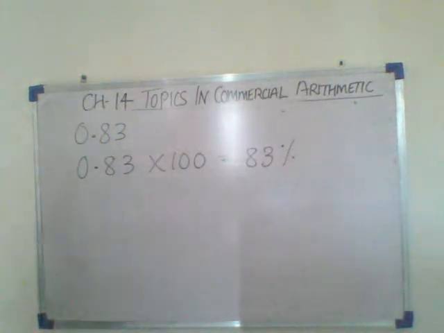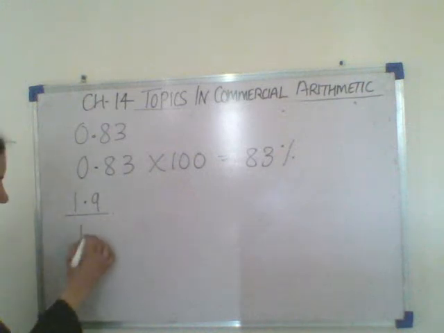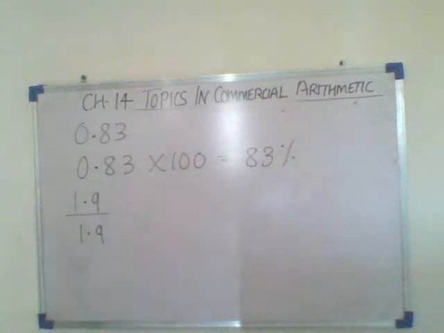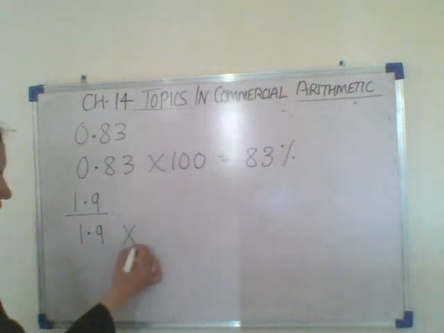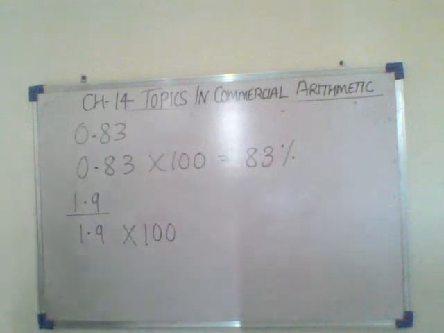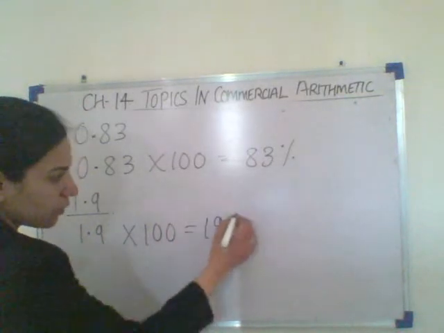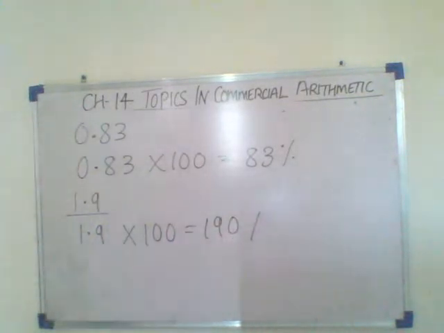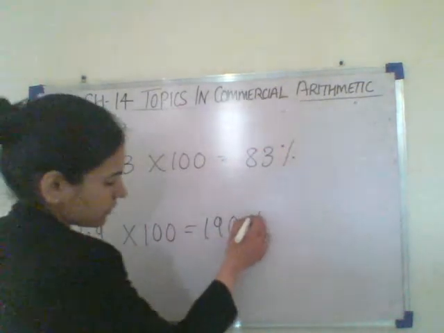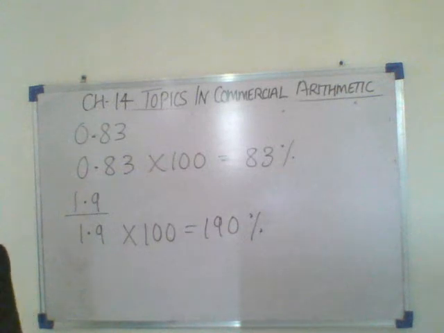The next one is 1.9. We have to write it in the form of percent. So 1.9 multiplied by 100. I will multiply 1.9 by 100. So what will I get here? 190%. In this way we write the following as a percentage.